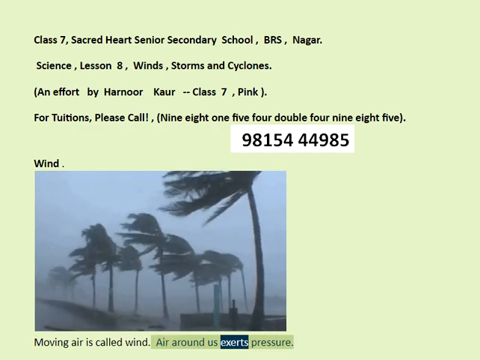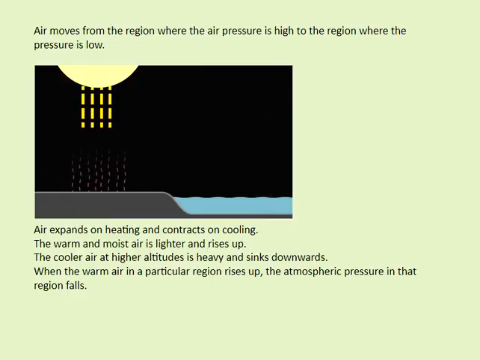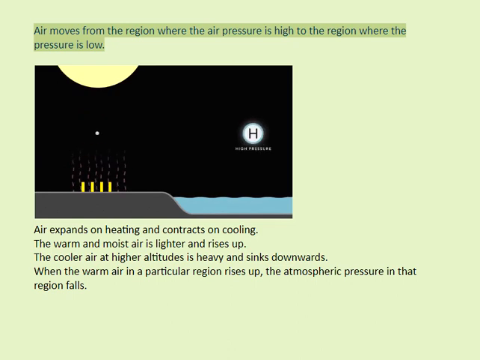Wind. Moving air is called wind. Air around us exerts pressure. Air moves from the region where the air pressure is high to the region where the pressure is low.